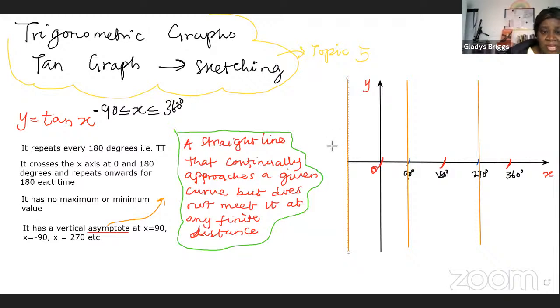I'm just going to use my blue markers for my asymptotes. Okay, so you've got your x-axis, you've marked and drawn all the asymptotes, and you know where the graph is cutting the x-axis, and you've marked 0, 180, and 360. So now you're going to draw your graph.